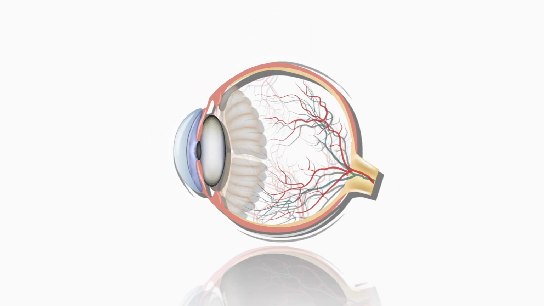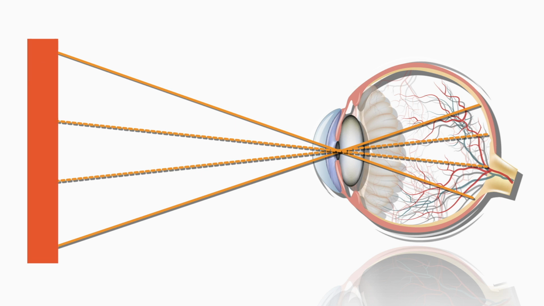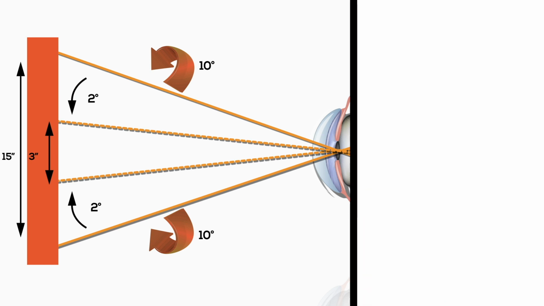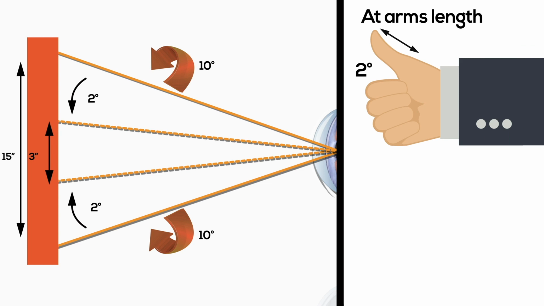Objects change color as their size changes. The area of the retina that collects light is represented by a 2-degree and 10-degree model. Color perception changes slightly between these two observing angles. How big are 2 degrees and 10 degrees? At arm's length, 2 degrees is about the size of your thumb, and 10 degrees is about the width of your fist.